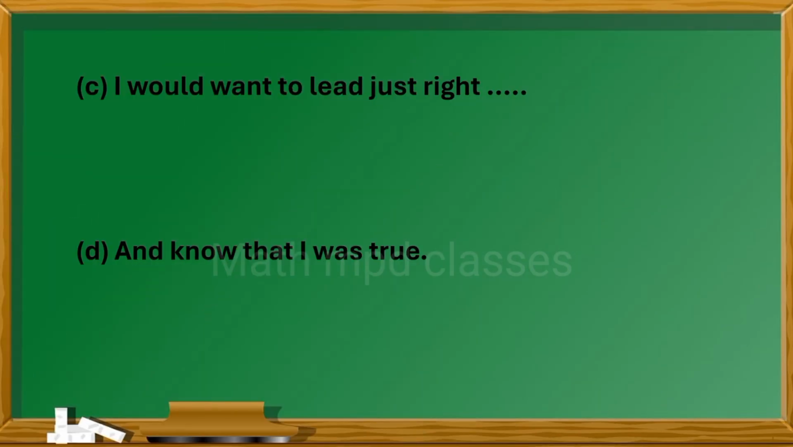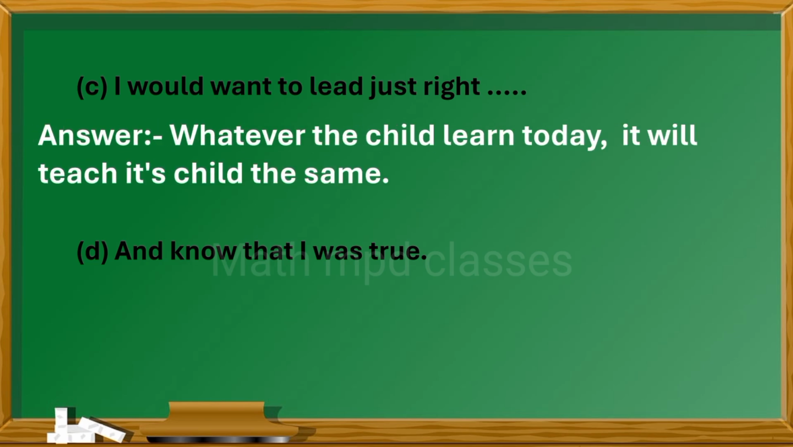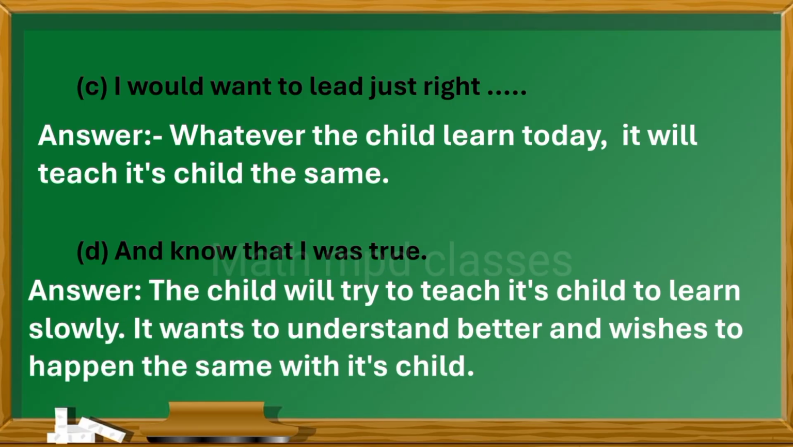Next, I would want to lead just right. Answer: Whatever the child learned today, it will teach its child the same. Next, and know that I was true. Answer: The child will try to teach its child to learn slowly. It wants to understand better and wishes the same to happen with its child.